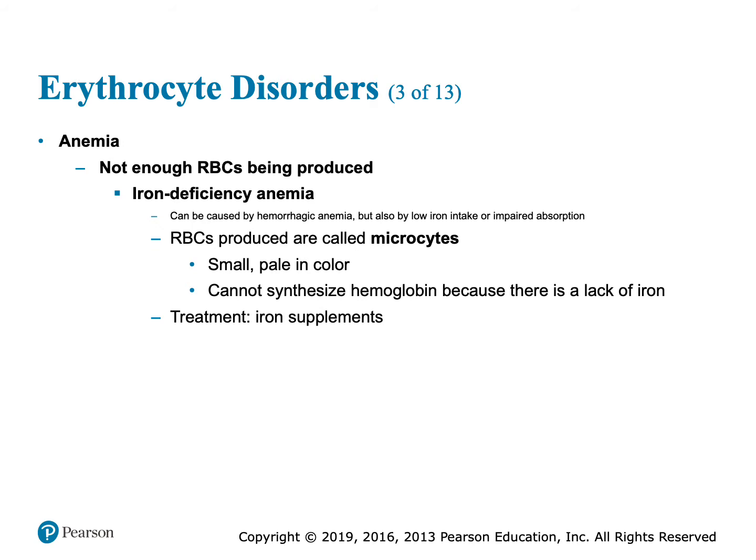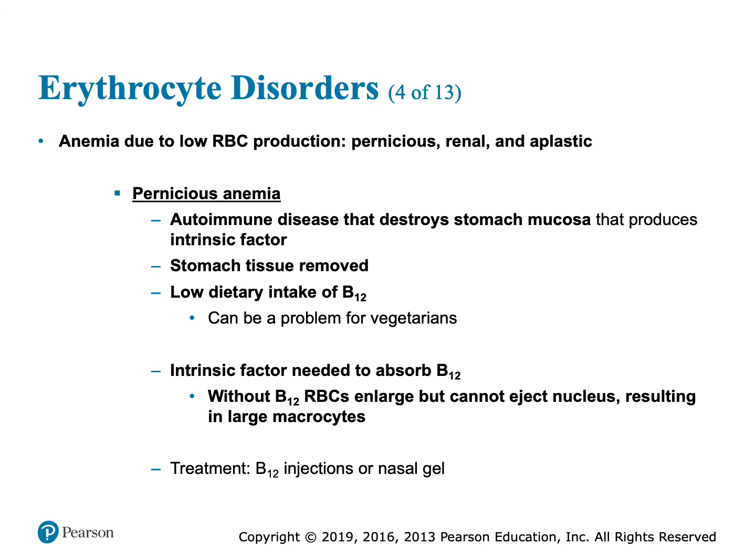Maybe you don't have enough iron. If you don't have enough iron, you can't make enough normal red blood cells. So those red blood cells are going to be small. They're not going to have as much hemoglobin because you need iron in the middle of the heme group. So they're going to be called microcytes, microcytic red blood cells. And of course, you just fix that by taking iron supplements or whatever.